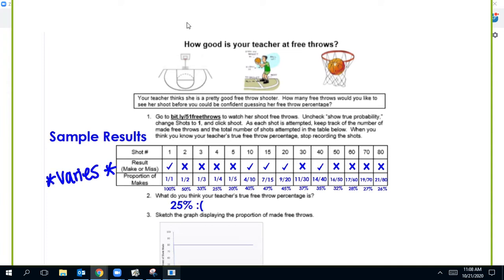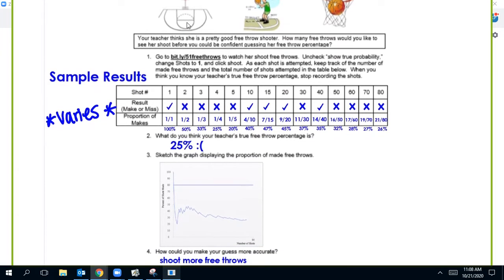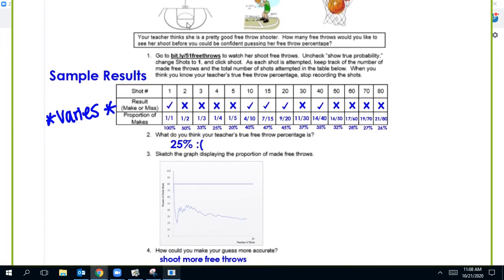But when I did it, I started off really strong. I made my first shot. I was feeling good about it. And then it went all downhill from there. So in the end, it looks like if you look at my percents, I was at 100, then 50, 33, 25, 20, 40, 47, and I ended up around 27, 26. And so I felt like I was about 25% of a free throw shooter.